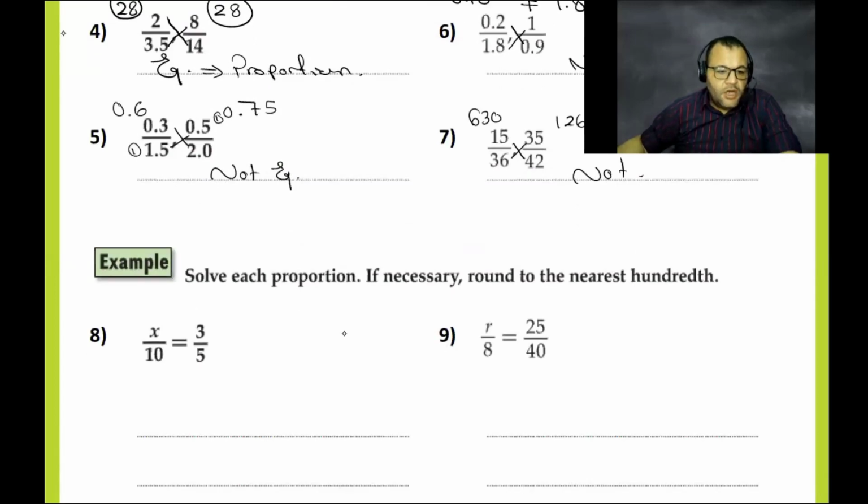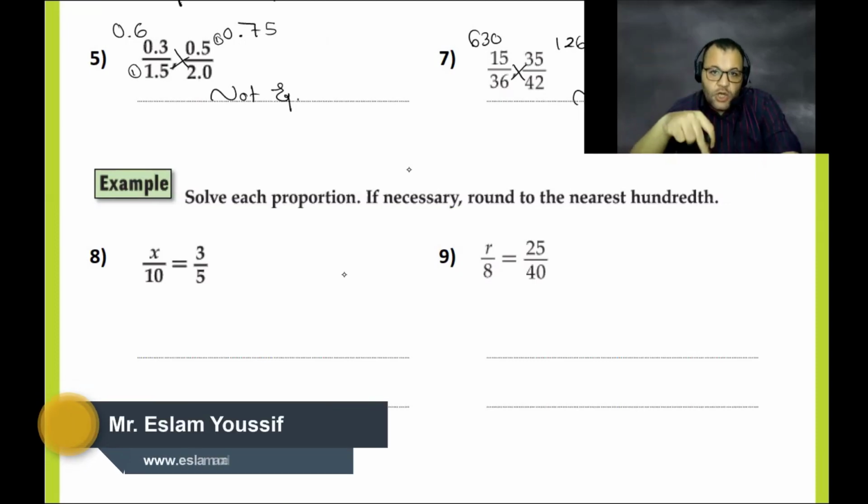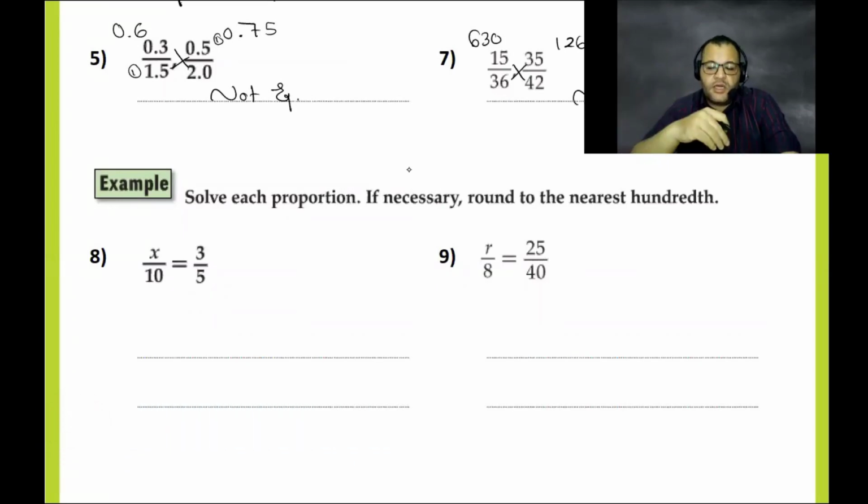So how can we solve a proportion? What is the meaning of solving a proportion? Solving a proportion is the same as solving an equation. Solving equations means finding the value of the variable which makes the left-hand side equal to the right-hand side. The same as solving a proportion: find the value of the variable which makes the two ratios equal.